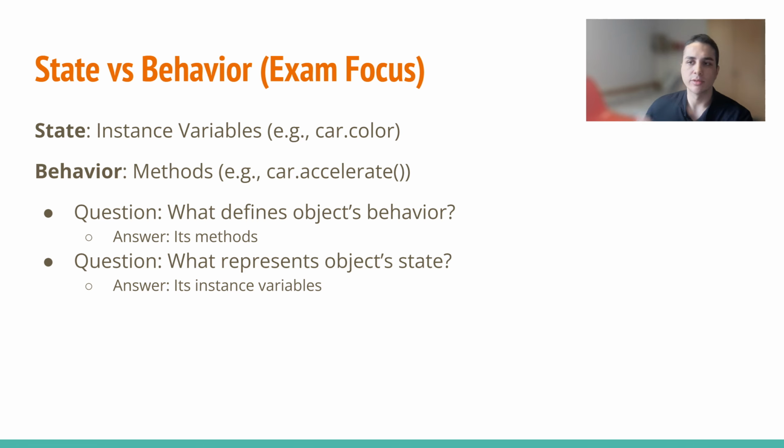I talked about this briefly, but an object's behavior is defined by its methods, and the state of an object is represented by its instance variables. So if the question is, what is the difference between an object's behavior and state? The answer is that behavior is the methods of its class and the code that can act on the object's data. And if we are asked what represents the state of an object, that will be the values of its instance variables at any given moment.